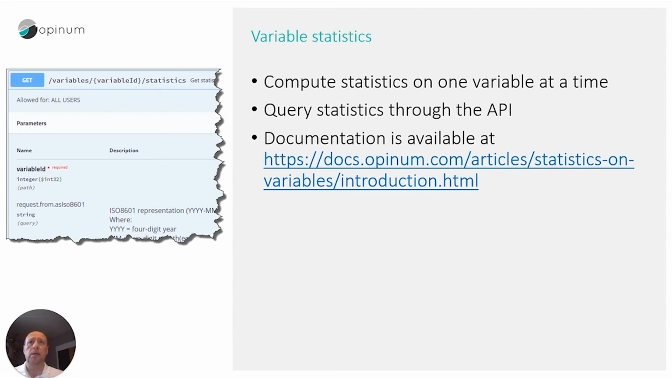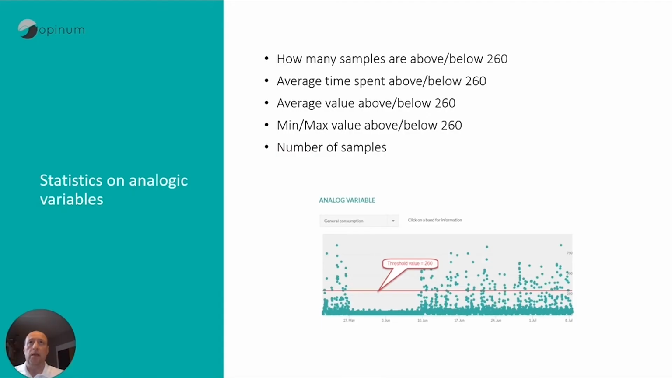So the query statistics is available through the API. You just specify the ID of the variable, the period, and you get the statistics based on the value given a threshold that you want to compare all the values against. The documentation is available in our documentation center at docs.opinum.com. This feature applies to both analog and binary variables. You will get the same result, but some of the results are meaningful for analog variables or binary variables.